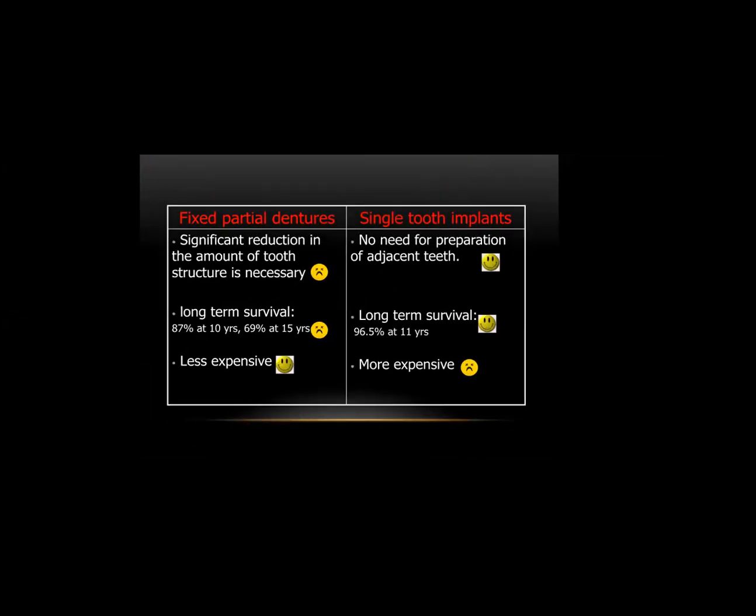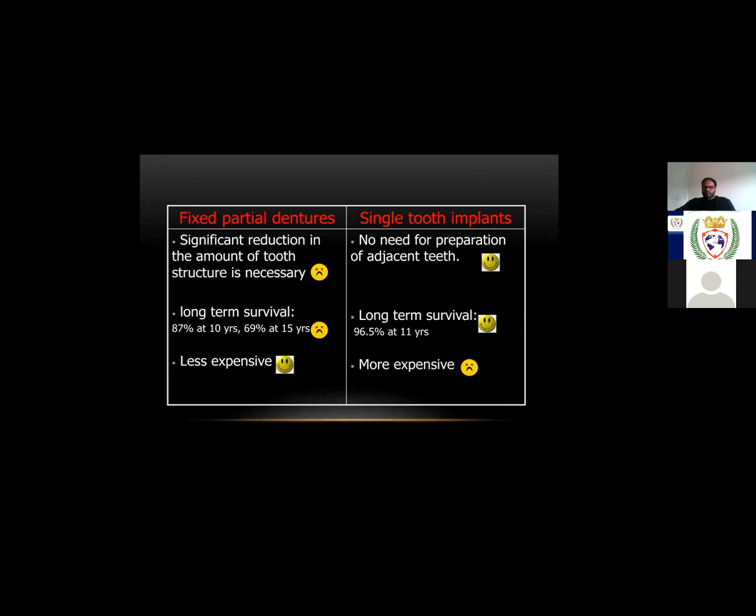So in a nutshell, we can just say three things. Fixed partial dentures have advantages and disadvantages. The biggest disadvantage of fixed partial dentures is the significant reduction in the amount of tooth structure which is necessary, whereas with an implant you're not going to touch your adjacent teeth. That's the biggest gain.